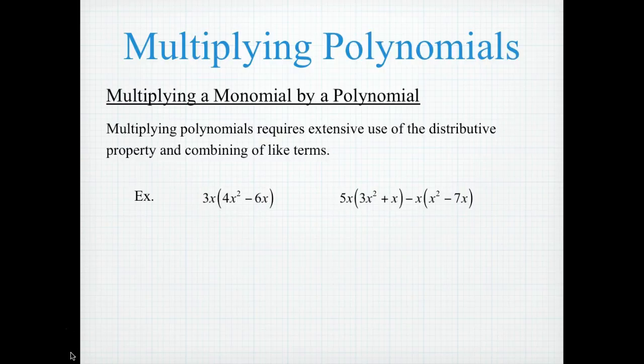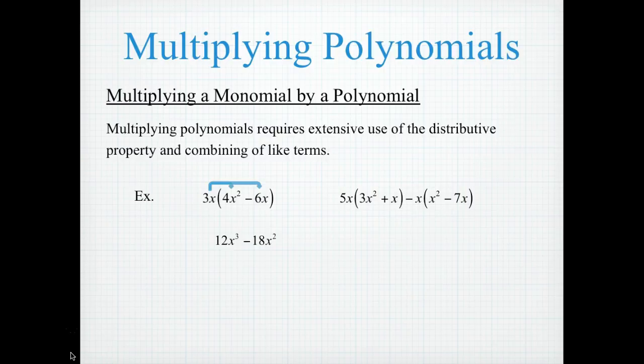So here are two examples. In the first one we have 3x. It's being multiplied by 4x to the second minus 6x. So we have to use the distributive property here and make sure that the 3x gets multiplied by every single term inside the parentheses. 3x is going to get multiplied by 4x, and 3x is going to get multiplied by negative 6x. When that occurs, we end up with 12x to the third minus 18x to the second.